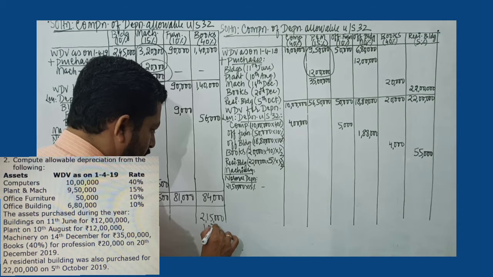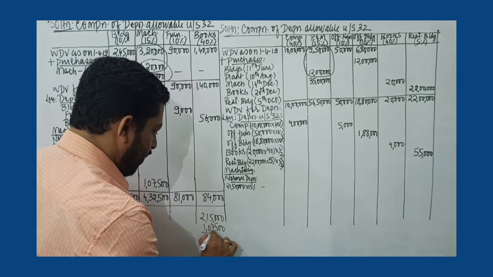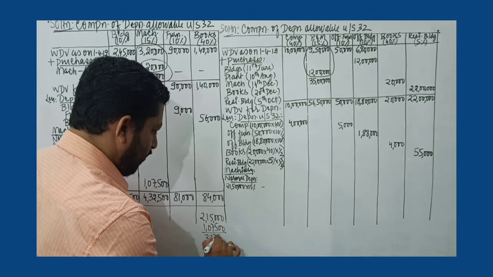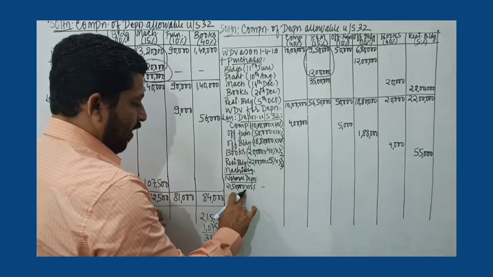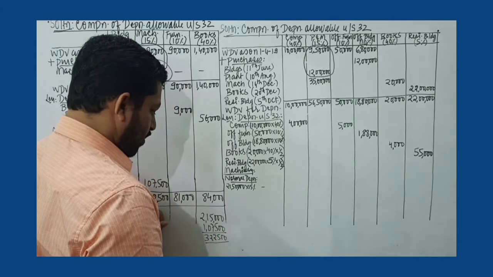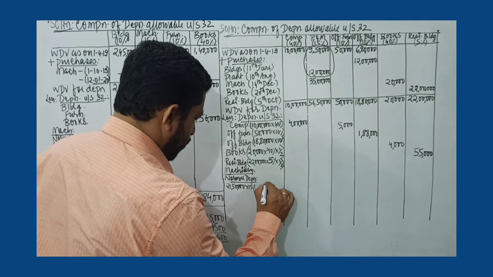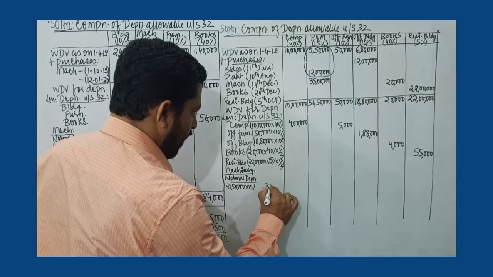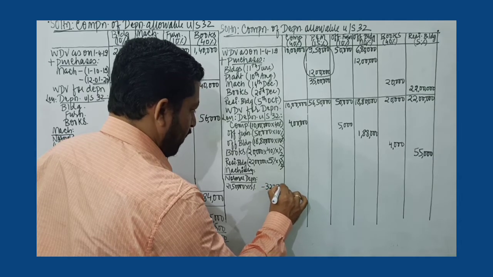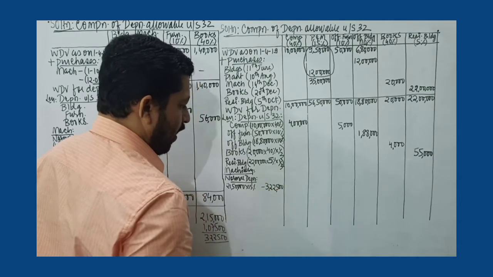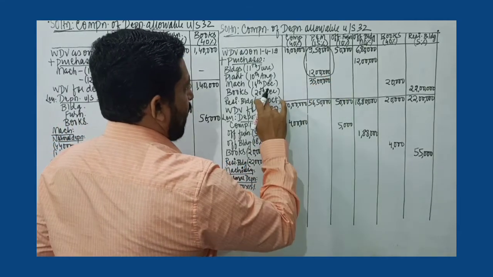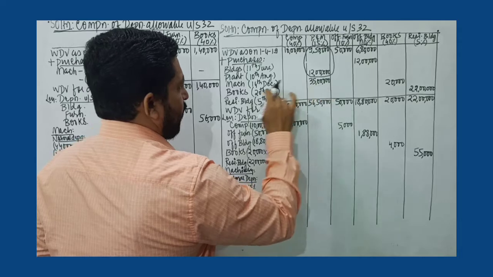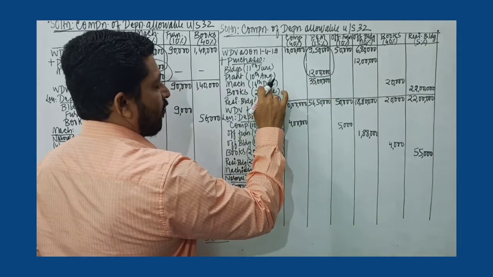Then half would be 1,07,500. So total would be 3,22,500. So I record on 21,50,000 at 15%, the depreciation amount would be 3,22,500. Then there is this plant and machinery worth 35 lakh purchased on 14th of December.